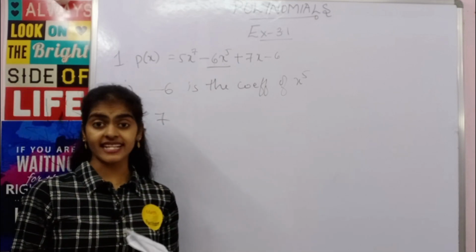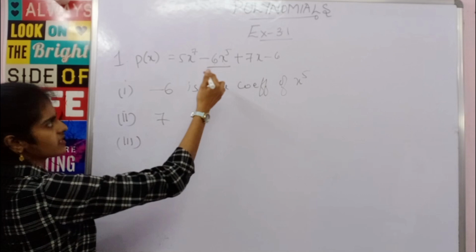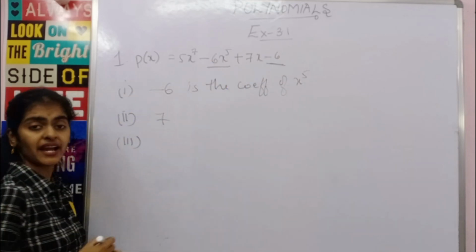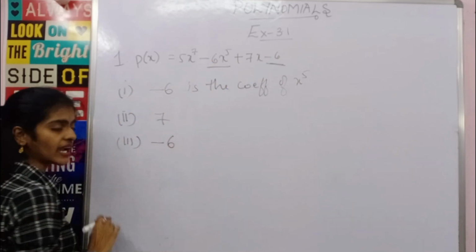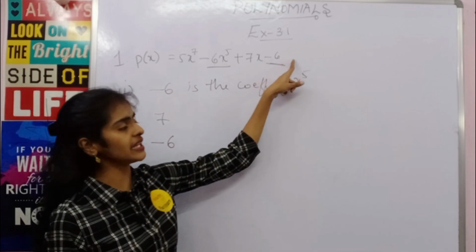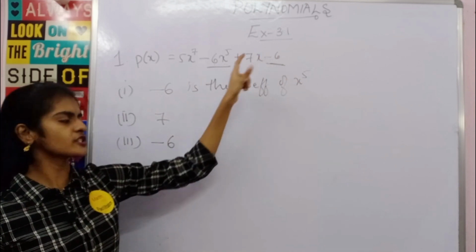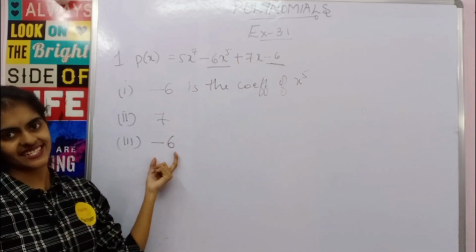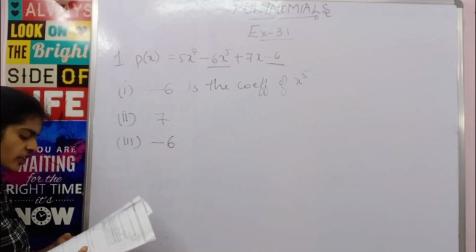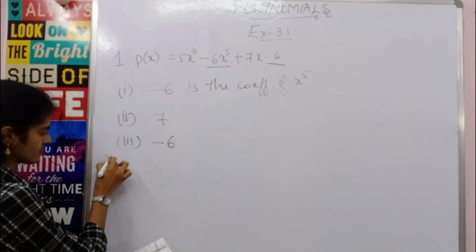What is the constant term? Only minus 6 is the constant term. Why? Because it does not have any variable associated with it. So minus 6 is the constant term. Clear? So moving on to the second question.